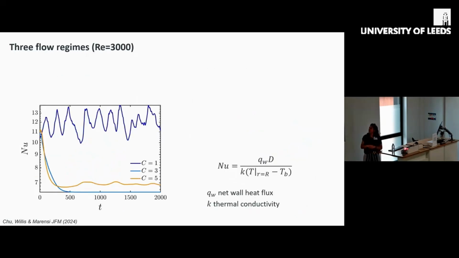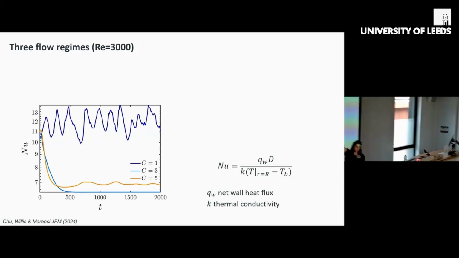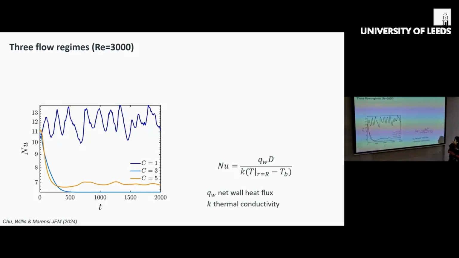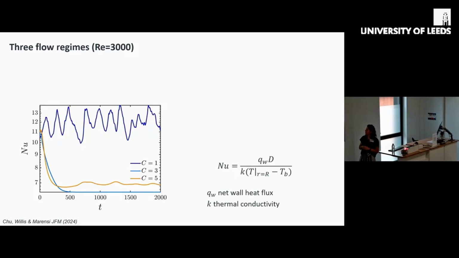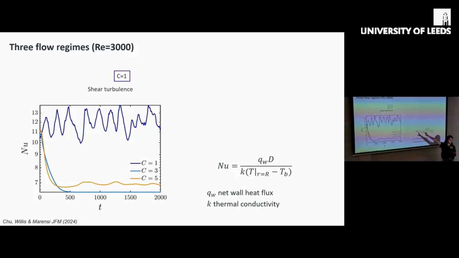So if we look at the effect of increasing this buoyancy parameter C that measures the effect of heating, we can perform simulations at a fixed Reynolds number, and see what happens to the heat transfer and to the flow states as we increase C. So this Nusselt number is our quantity of interest because it is a measure of the heat transfer effectiveness. So if we start from low C, for example, C equal to 1, in this case we pretty much have shear turbulence. It's the same as in the unheated case.